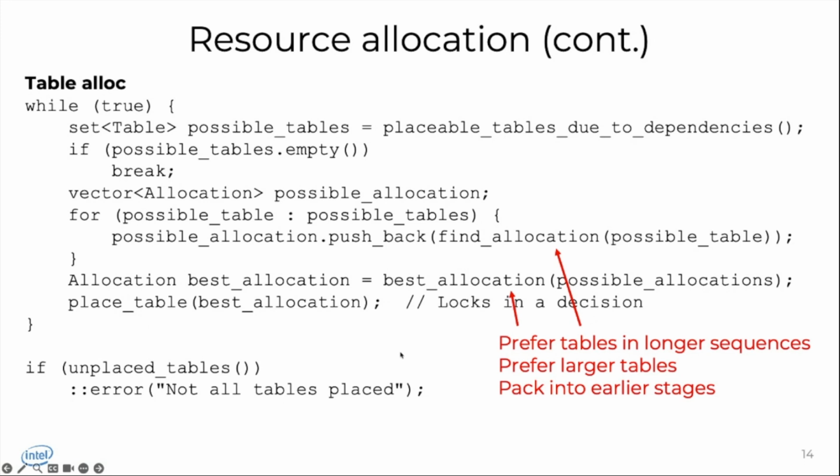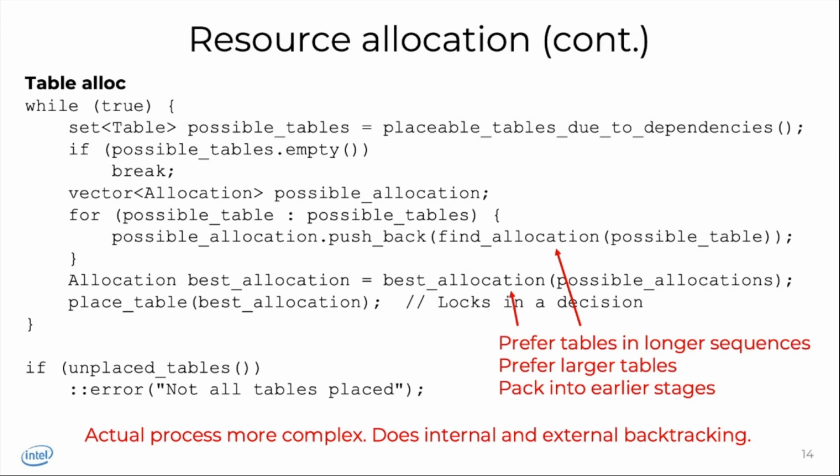We also prefer placing larger tables over smaller tables. The reason being that within a single MAU stage, I think we're limited to 16 or 32 tables. But there's some fixed number of tables you can put in a stage. So again, it makes sense to place the larger ones first and then fill in the gaps with the smaller ones. Otherwise, you potentially end up with unused resources in a stage. And in general, we try to pack things earlier in the pipeline to leave later stages free if possible.